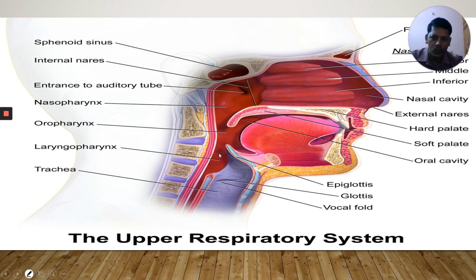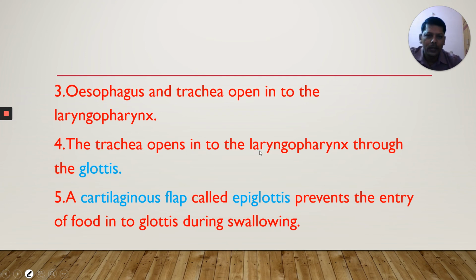How does the esophagus open into the laryngopharynx? Through an aperture, an opening called gullet. Esophagus opens into the laryngopharynx through gullet, and trachea opens into the laryngopharynx through glottis. Two pipes are opening into the laryngopharynx. One is the windpipe, another is the foodpipe. Foodpipe is esophagus, windpipe is trachea. The trachea opens through glottis, whereas the esophagus opens through gullet.